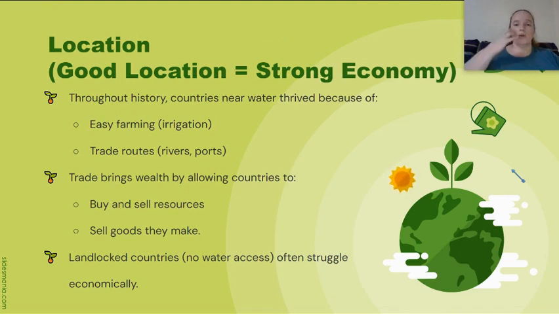Location also creates economy. So good location equals strong economy. Throughout history, countries near the water have thrived. This is because they have the ability to create irrigation, so being able to water their plants for easy farming, and to create those trade routes. Trade brings wealth by allowing the countries to buy and sell resources and to sell the goods that they make. A landlocked country, or a country that is surrounded by land and has no access to water, often struggles economically.